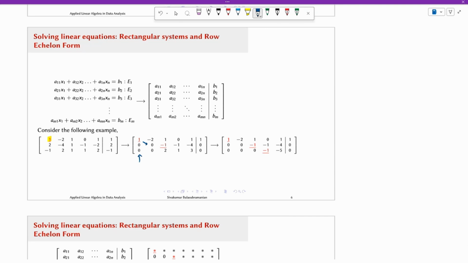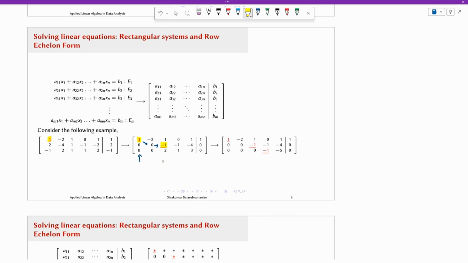But here that is not possible. Everything below that pivot is 0. If that is the case, you simply then move horizontally. You don't move diagonally down, you move horizontally to the next column that has a non-zero pivot. Okay? So now this is 0 and everything below that is 0. So we skip this and then move horizontally. And now we choose this as the pivot. Okay? This was the first pivot and now this is the second pivot.